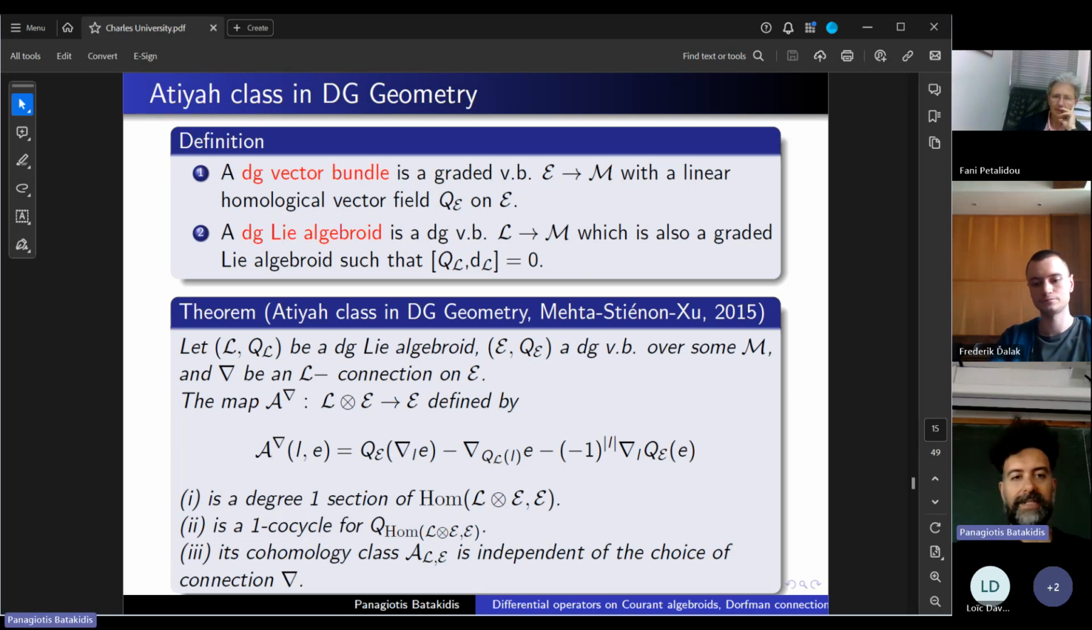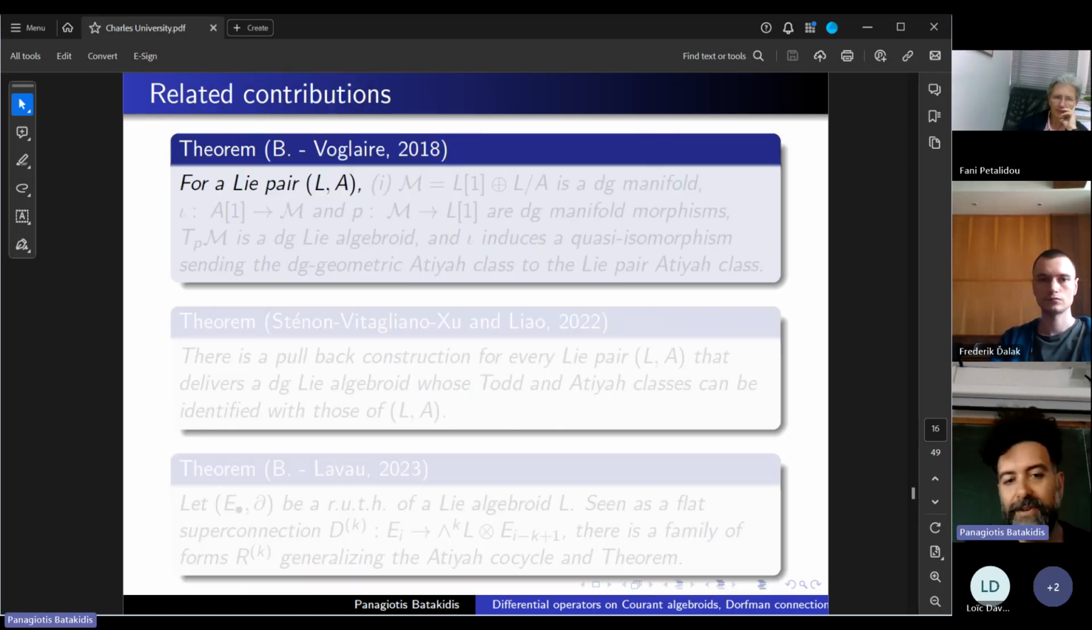Now, I'm going to state a few results in the area, and hopefully you'll see in a couple of slides why it's hard to discuss the Atiyah class for Manin pairs. Like in the setting that I was in up until a while ago, Courant algebroids and Dirac structures, why is it so hard to define what the Atiyah class is?